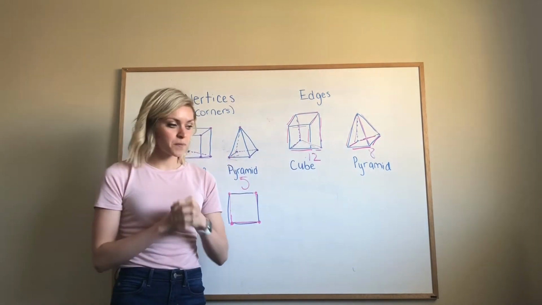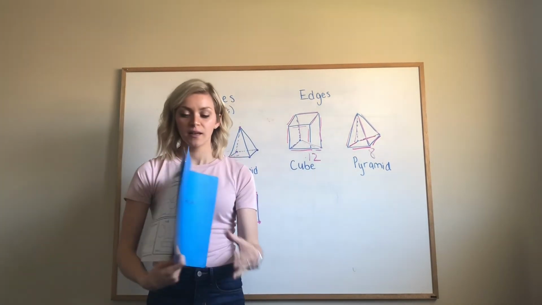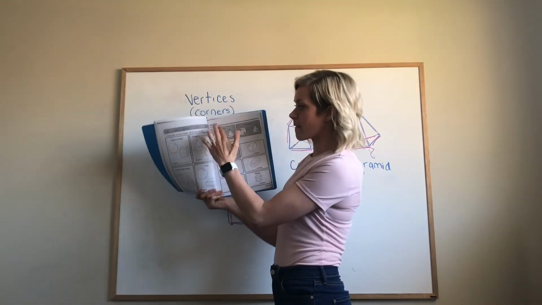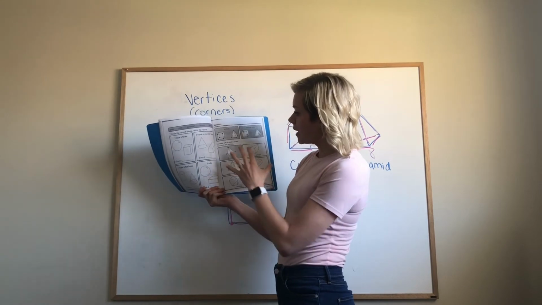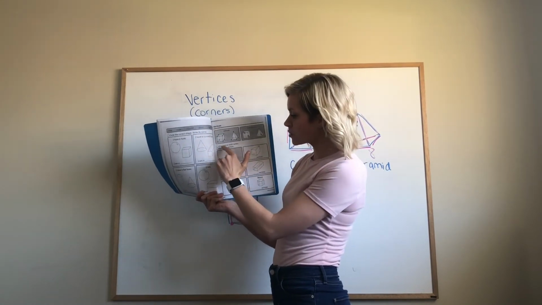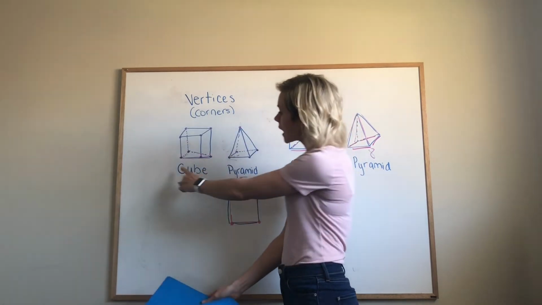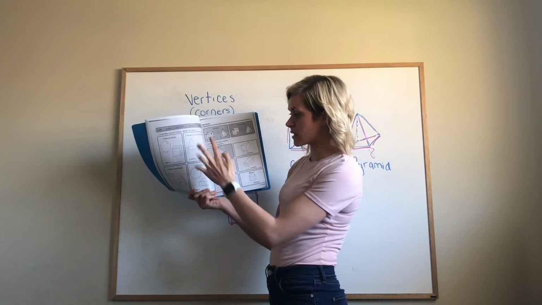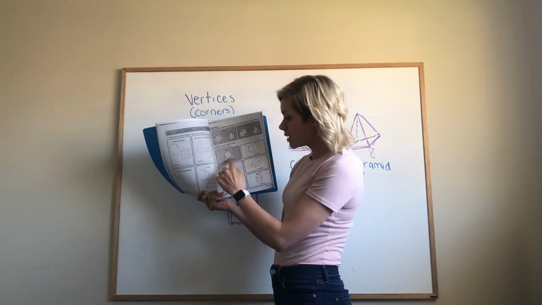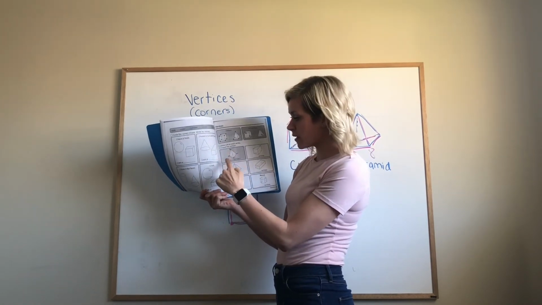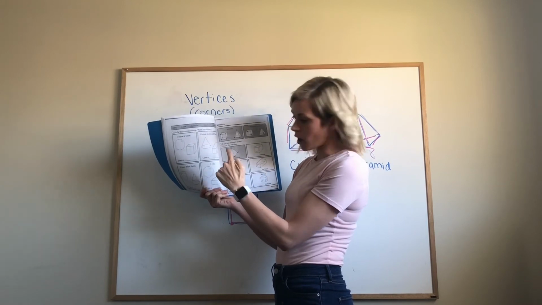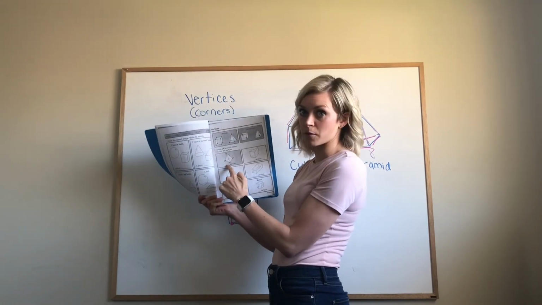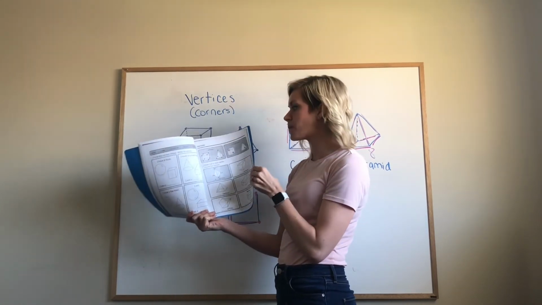vertices or corners. So your job in your math bulletin is to find the page that says vertices at the top. And these are just examples. And your job is to draw a circle just like I did here. And then tell me how many vertices it has. So I did an example for you. So for this triangular pyramid, I drew the dots. I did 1, 2, 3, 4 dots. And then I wrote the number 4. Your job is to complete this page.